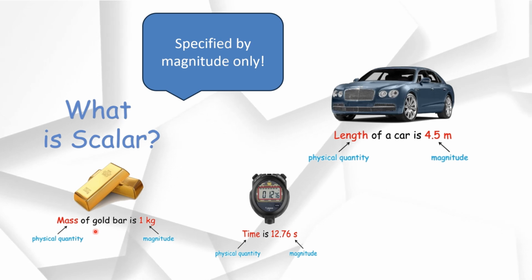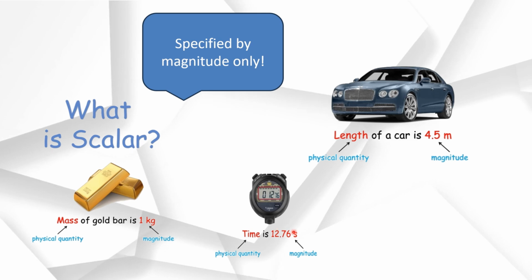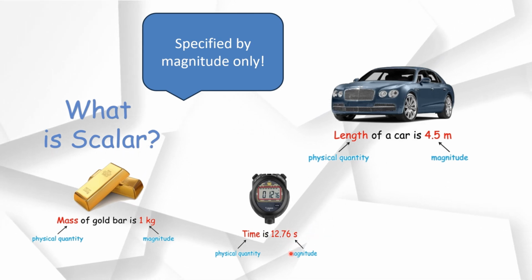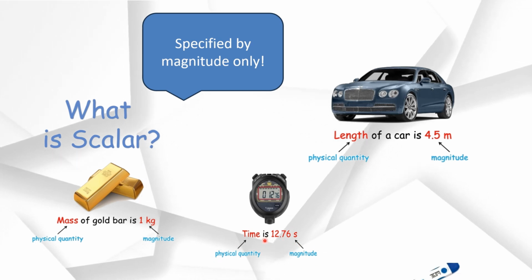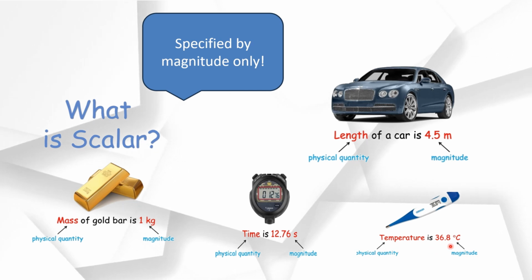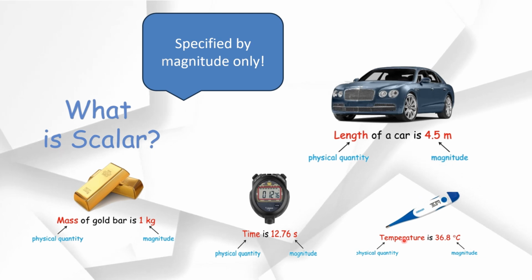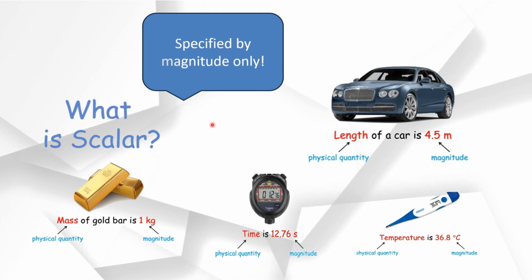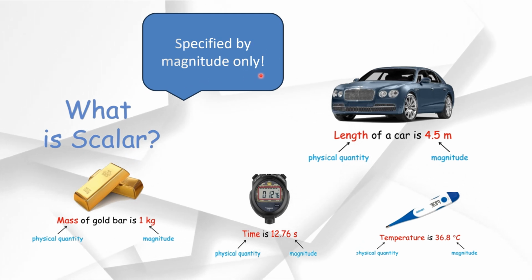One more example, time is 12.76 seconds. 12.76 is a numerical value, second is a unit, and combined they are known as the magnitude of a physical quantity, which is time. And the same goes that temperature is 36.8 degrees Celsius. So 36.8 degrees Celsius is the magnitude and the physical quantity is temperature here. So what is a scalar quantity? It is the quantity which is completely specified by magnitude only.